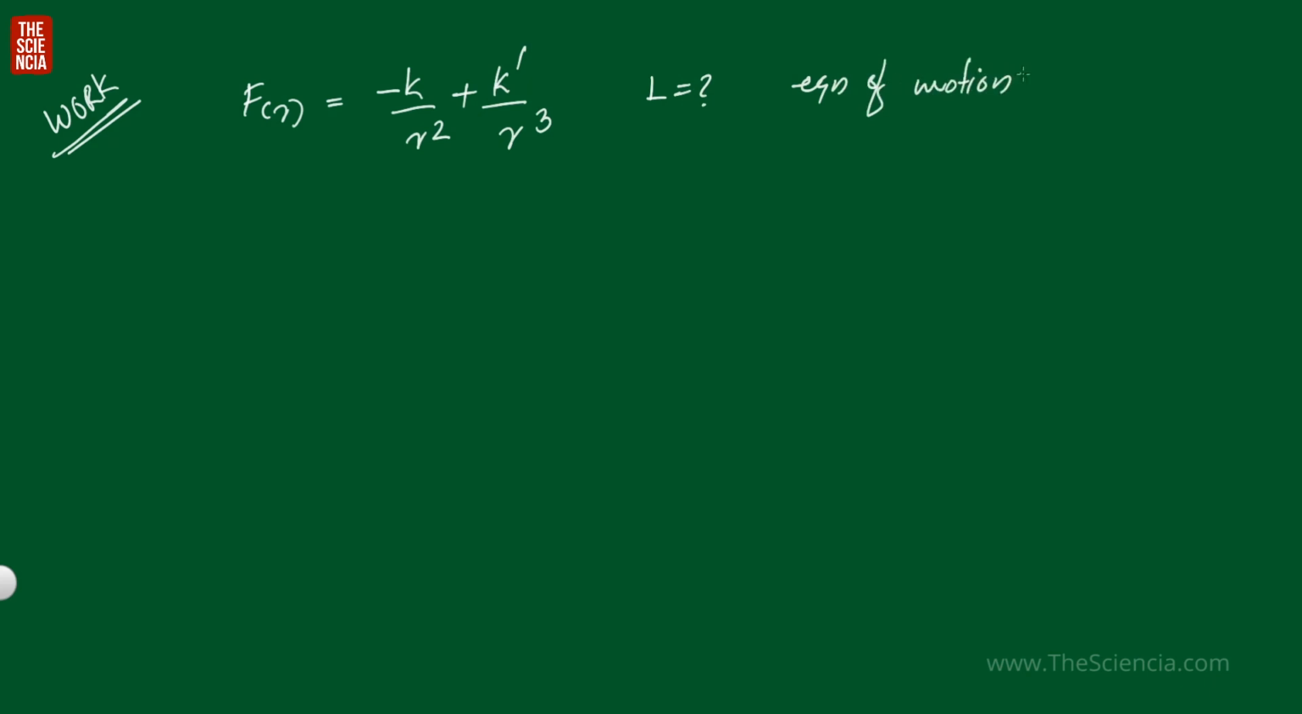Another example problem, and it is work for you. f of r is given, that is equal to minus k by r squared plus k prime by r cubed. Find the Lagrangian and find the equations of motion. Please do it right now. Please pause the video and do the problem, then resume it. Otherwise, there is a chance of skipping these works. So don't skip. Please pause the video and do this problem right now.